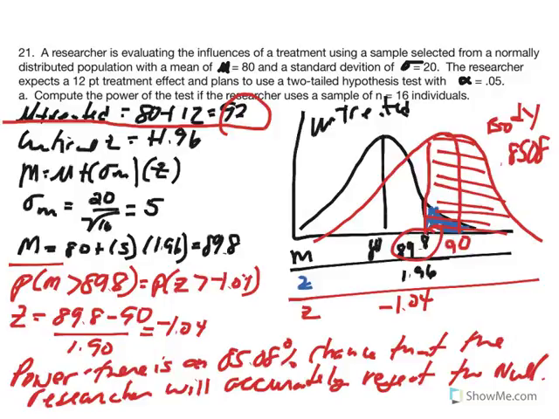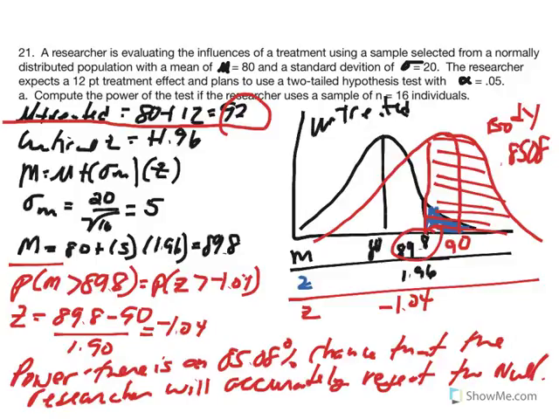The power is based on the concept of the likelihood that if I selected a sample from the treated population, that sample would be greater than the minimum sample mean needed to reject the null. So in this case, it's the probability of selecting a sample from the treated population having a sample mean equal to 89.8 or greater. Technically, greater than 89.8 is what we just calculated. This is a high probability, therefore it would behoove the researcher to continue with this research.